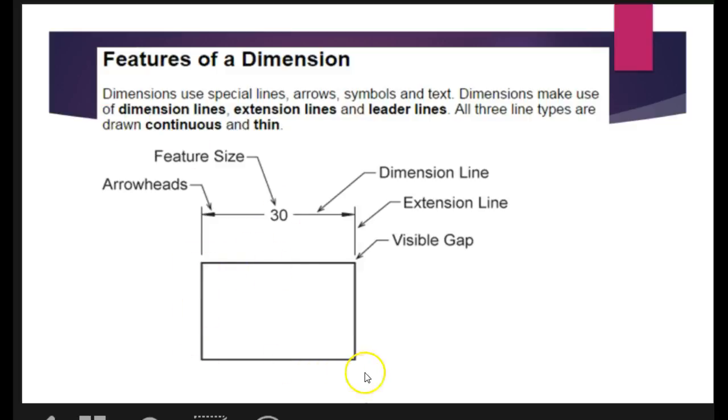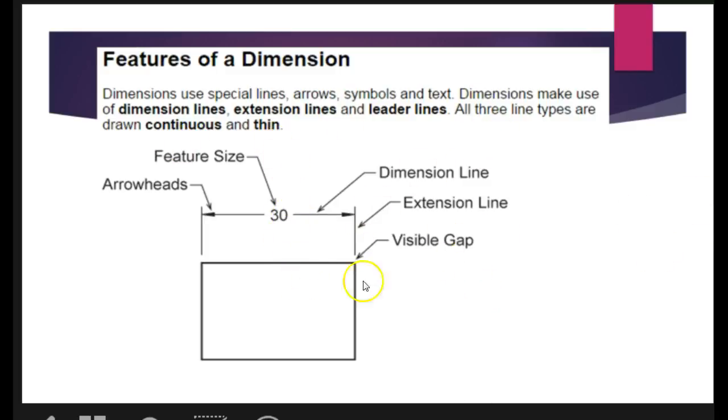Remember that your object lines are the darkest, hidden lines are thin lines, and then these lines up here with our dimensions are thin lines. Notice that they're thinner than the object lines. Dimensions make use of dimension lines. Here's the dimension lines, these. Extension lines that extend off. And leader lines. We'll see the leader line on the next one.